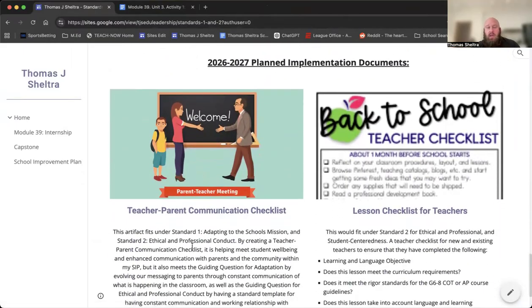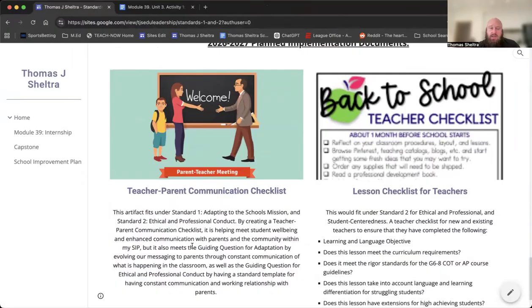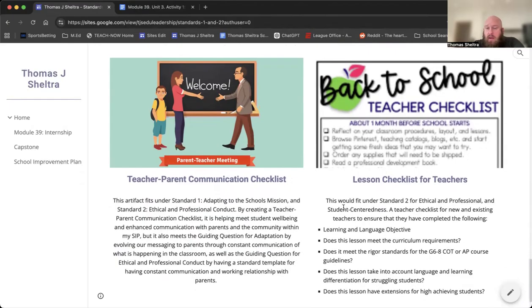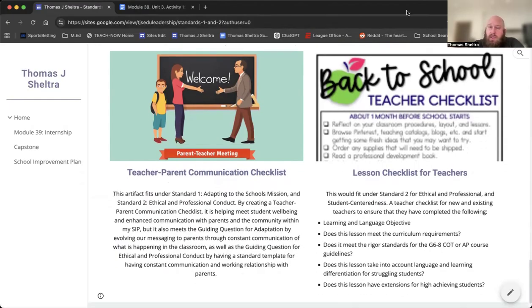One of the things that I'd like to talk about last is I'm still developing these, so I'm going to share these in my mentor meeting with Stephen. But one is a parent communication checklist, and then the other is a lesson checklist for teachers. Number one, as part of my school improvement plan, is to try and create that buy-in with parent and teacher feedback and community engagement.